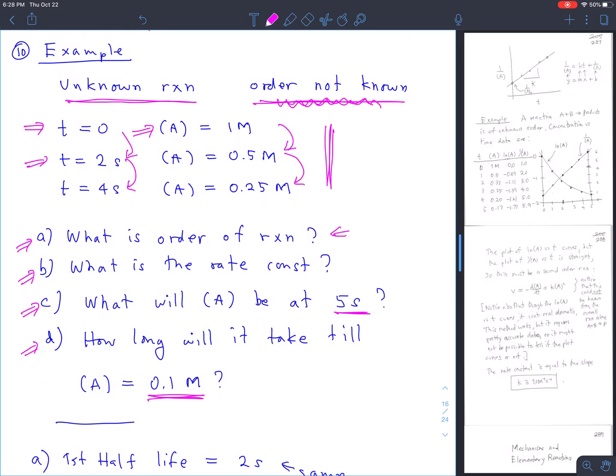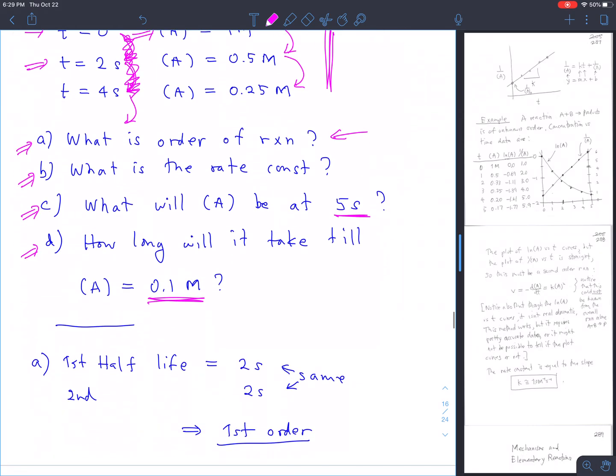First of all, what is the order of reaction? Well, the half-lives are the same, 2 seconds and 2 seconds again. We could do a third one just to make sure, but this is enough for us to at least tentatively say that's a first-order reaction. Only first-order reactions have this property of equal half-lives.